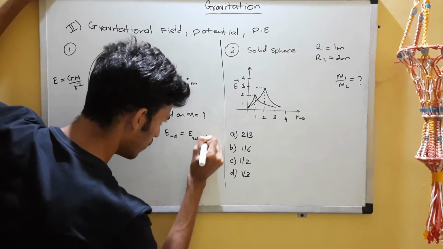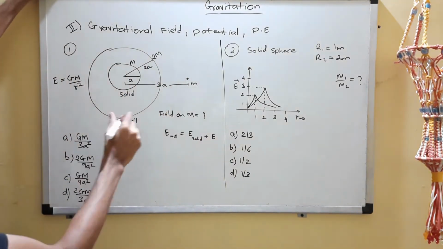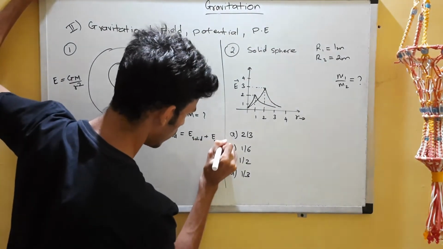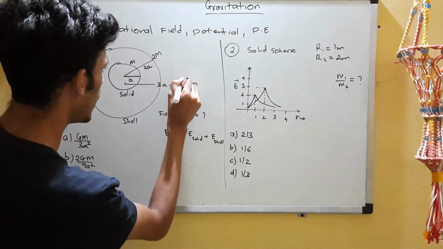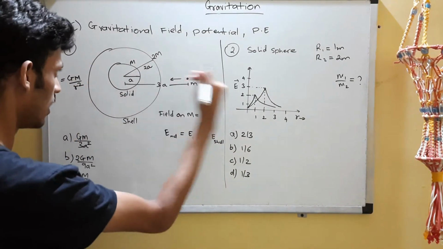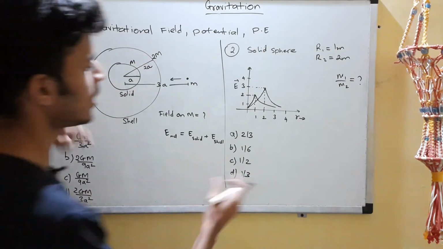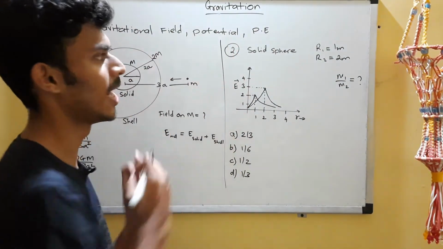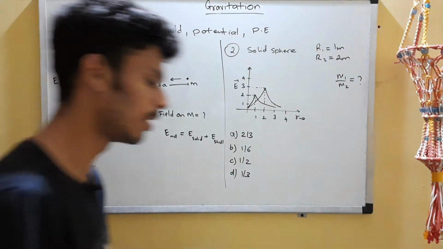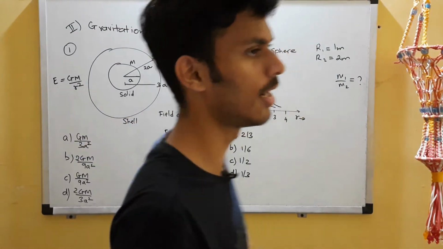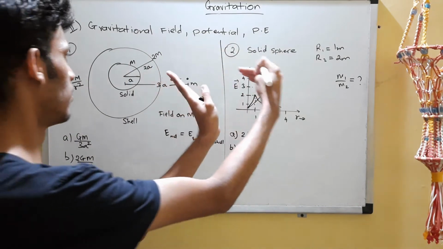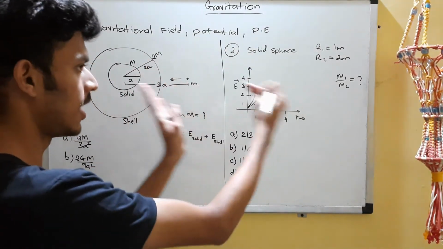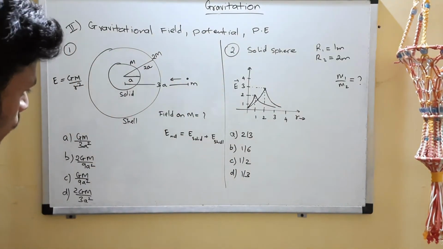Okay, and plus the field due to the shell. Both the fields will be in the same direction towards the center, you can see, right? So you can just add them. Although it's a vector, both will be in the same direction, so you don't have to worry about the angle between them. You can just add them because they are along the center, towards the center, in the same direction, okay?